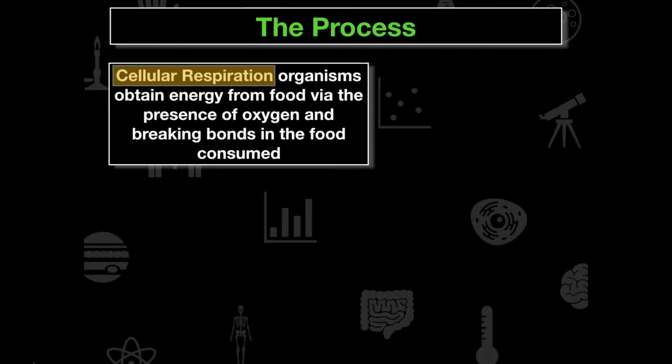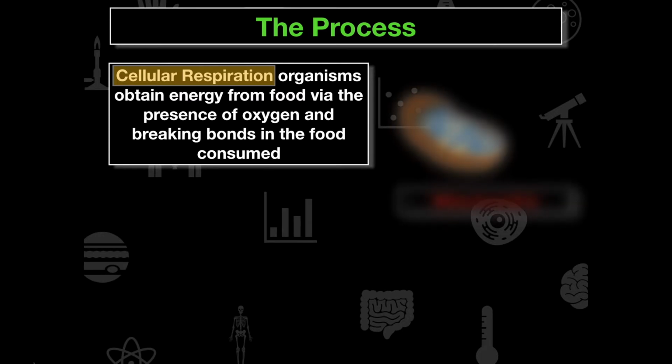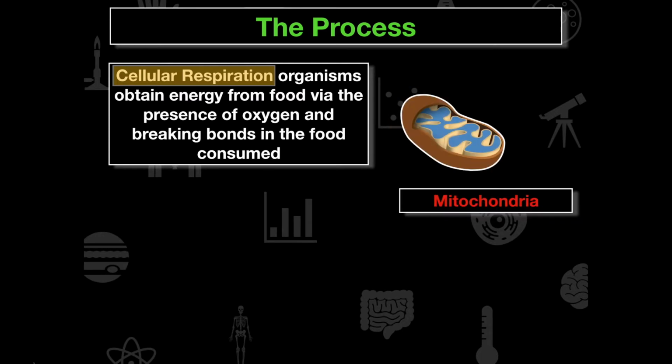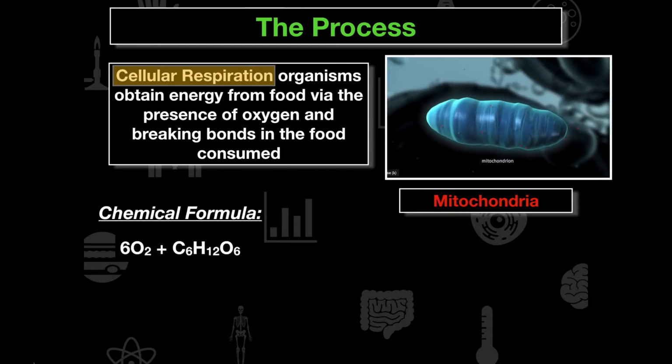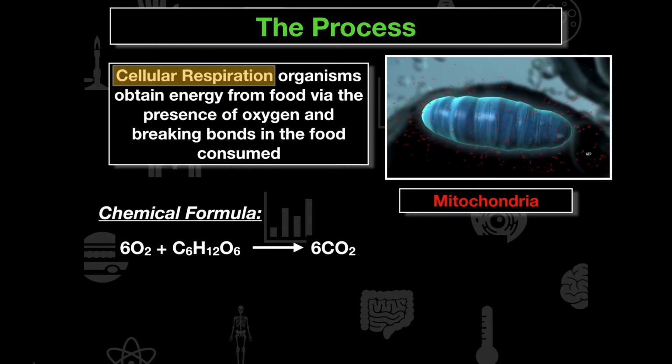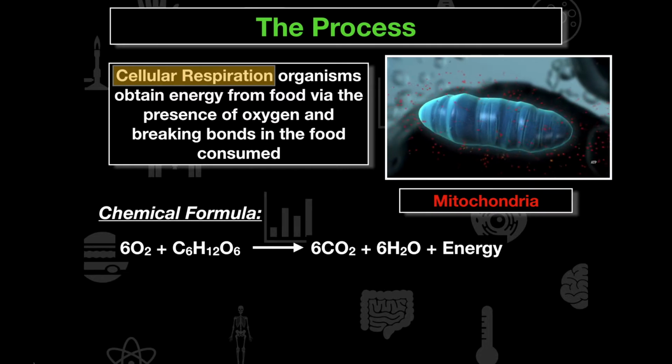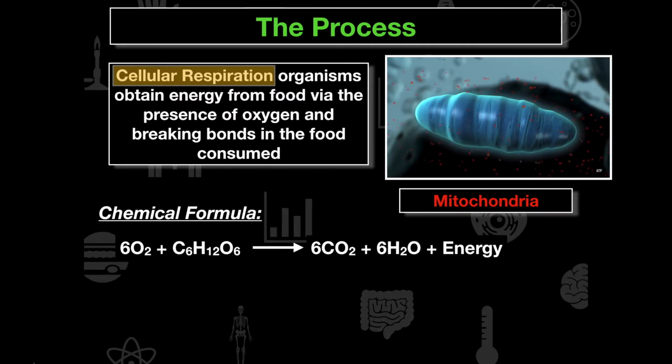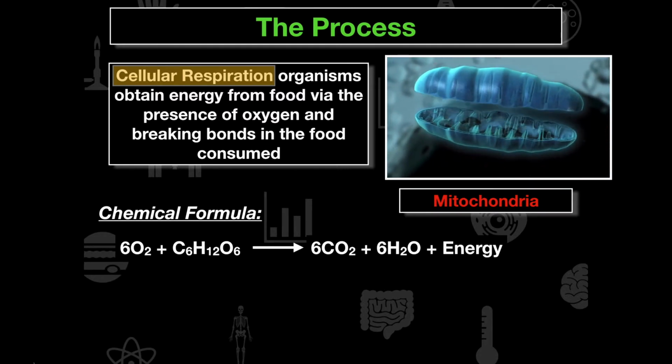Cellular respiration is where organisms obtain energy from the food via the presence of oxygen by breaking the bonds in the food. Remember, this is occurring in the mitochondria. Now the chemical formula for this, remember, we're taking oxygen and we're taking glucose, C6H12O6, and converting it into CO2, H2O, and then that energy, that ATP.